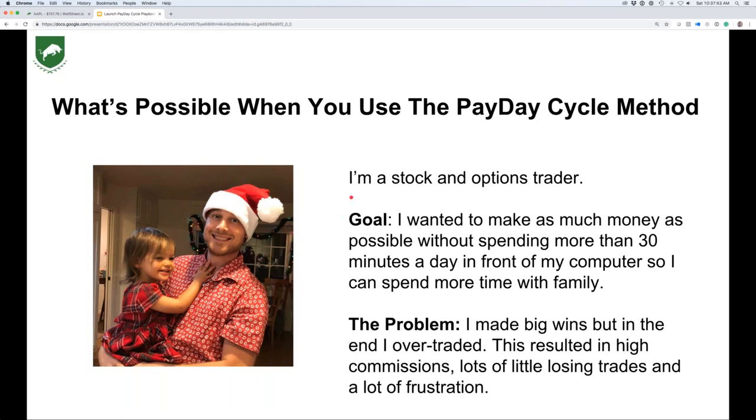I've been trading since, gosh, it's been about 10 or 12 years. My big goal was that I wanted to make as much money as possible without spending a lot of time in front of the computer, and I really wanted to spend more time with my family. The problem was that I make really, really big wins, but in the end, I tended to overtrade, and this resulted in high commissions and lots of losing trades and a lot of frustration.